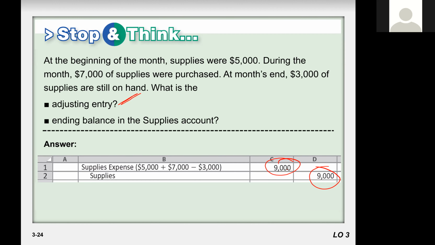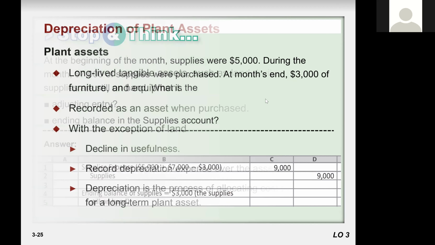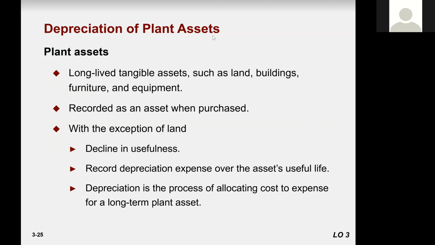Ending balance, we just talked about this. It is still on hand, which is 3,000. So are we clear? Okay, let's move forward. For depreciation, let's take a break of 10 minutes and then we start from here.